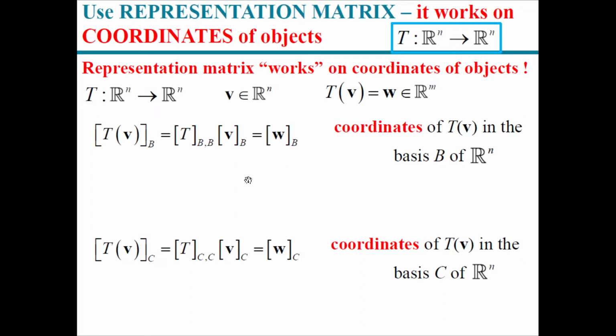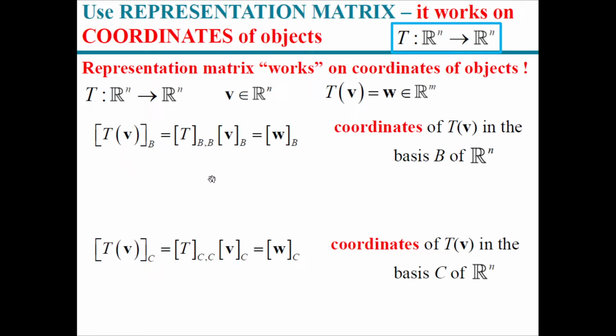Obviously, we said that the representation matrix works on coordinates. So when I have T_BB, it multiplies the coordinates of the vector v in basis B. And then once I'm done with the computation, what I get as a result are the coordinates in basis B of the image of v under the action of T. So the coordinates in B of T(v). Okay? So that's very simple. That's what it says: multiply the coordinates of v in basis B, and once you're done, what you're going to get are the coordinates in basis B of T(v).